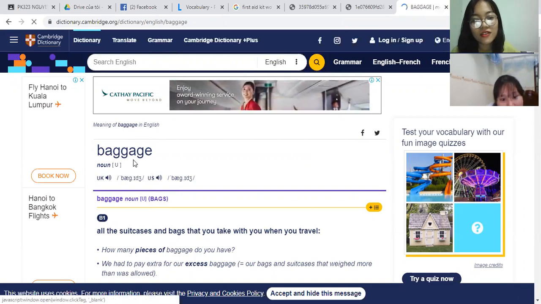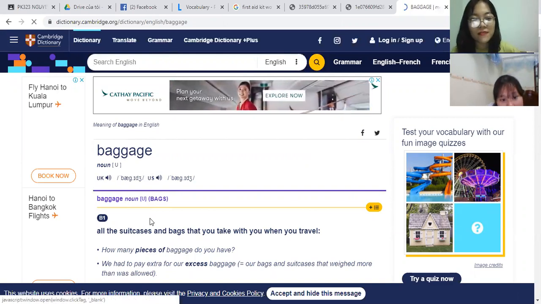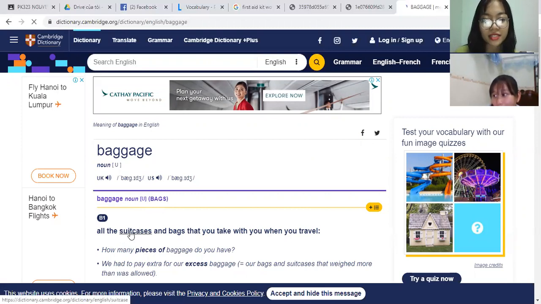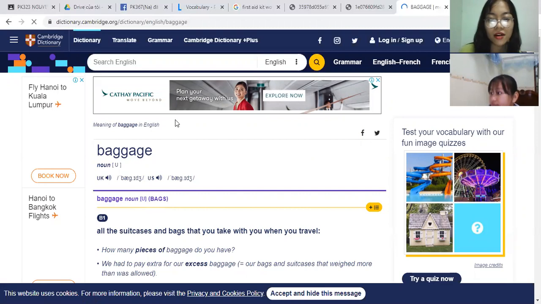Do you know what is baggage? Cái túi à? No, cái túi is smaller, this one is bigger. This one is something like, in Vietnamese we call vali. Yes, vali or suitcase. You know that my baggage is really heavy. My friend and I had a total of 90 kilograms of baggage to come back to Vietnam.